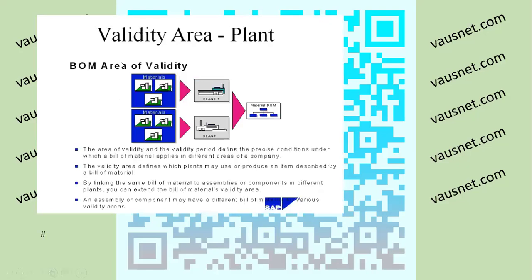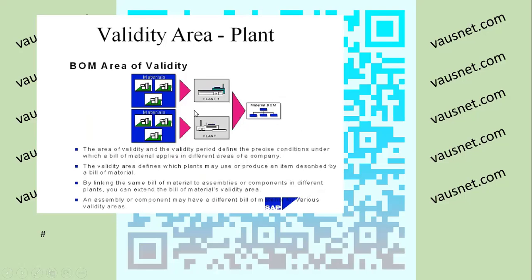Validity area: the validity area and validity period define the precise conditions under which bills of material applies in different areas of the company. Okay, so validity area is your plant and validity period, of course, is what we have discussed. The validity area defines which plants may use or produce an item described by the bills of material. By linking the same bills of material to assemblies or components in different plants, you can extend the bills of material validity area. So you can actually replicate bills of material from one plant to another plant.